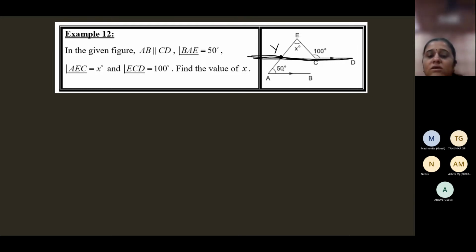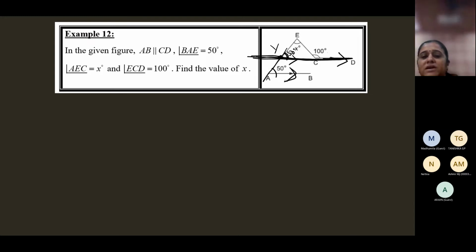Now, it's given that this is parallel to this one. So this is an extension. You're just producing it. So these two lines are parallel, and this is the transversal. So corresponding angles are equal. This is 50 degrees. Now you can say 50 plus x is equal to 100.